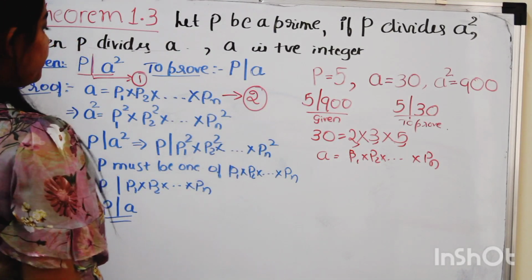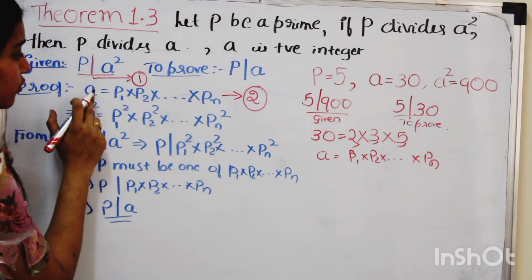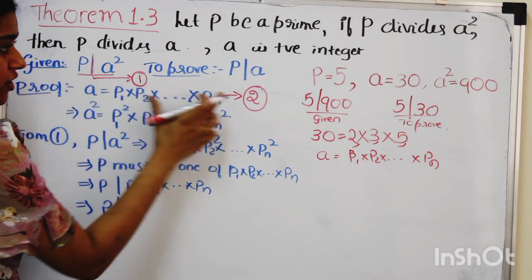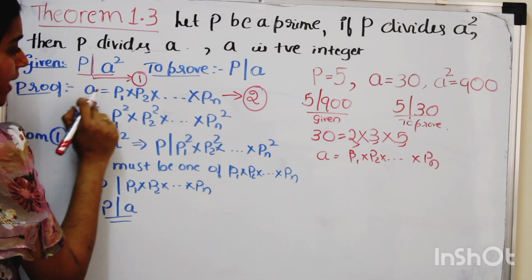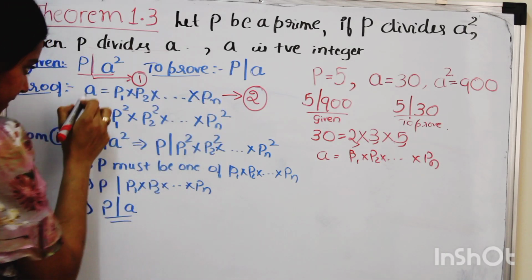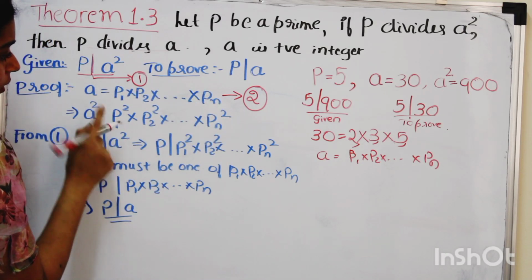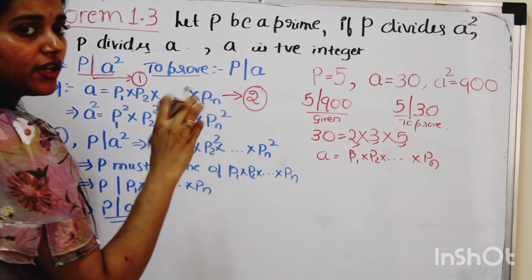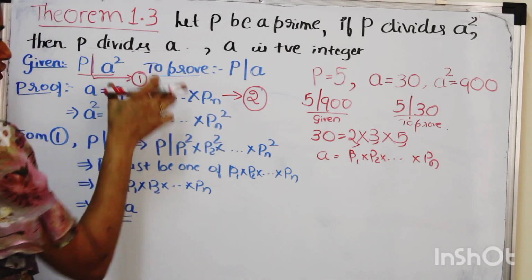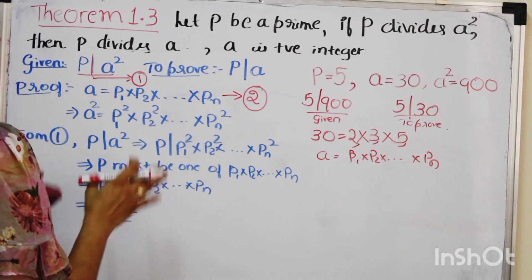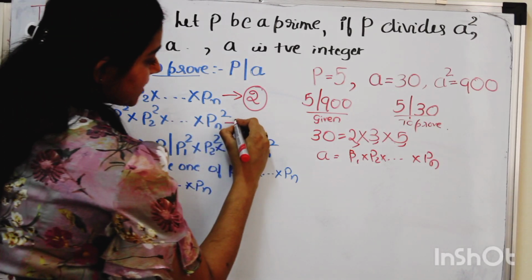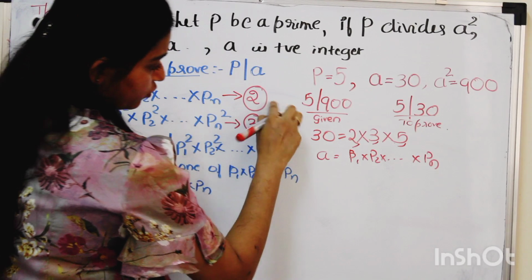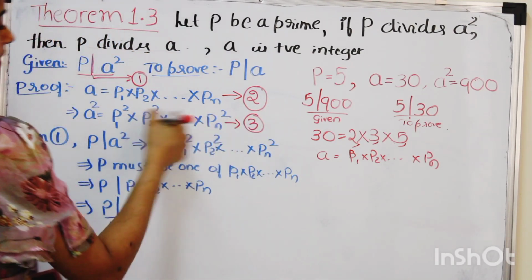Take equation 2. Squaring on both sides, you get A square equal to P1 square into P2 square into and so on Pn square. Each term becomes a square, right? So after squaring equation 2, you get equation 3.